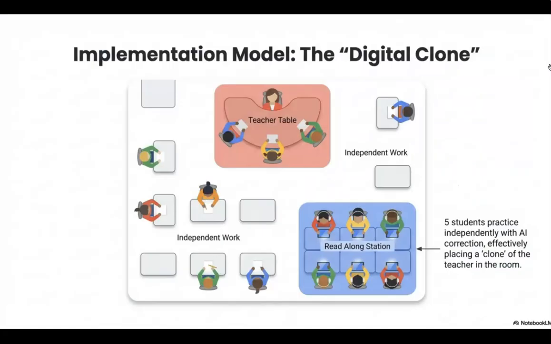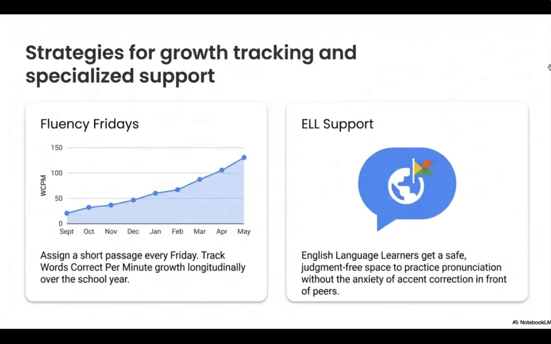By using the digital clone model, which is where the teacher table and everyone else have different stations, some people work independently, some people have read-along stations, stuff like that. You can effectively place another version of yourself in the room with the kids, which is the Google Read Along. While another group practices independently with AI correction, you are free to lead high-impact small groups at your teacher table. Track growth with maybe Fluency Fridays.